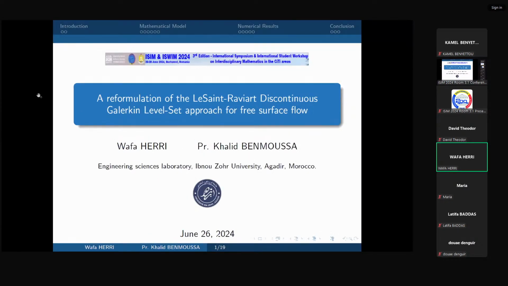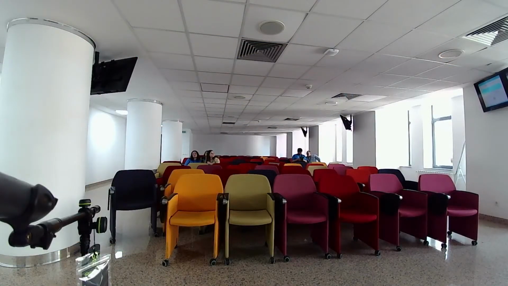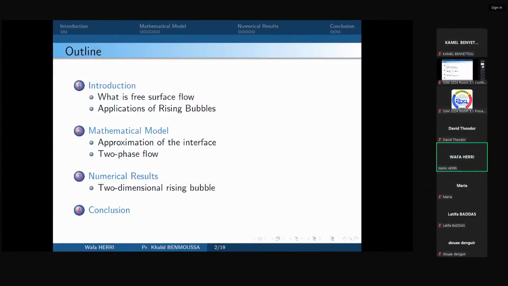So, hello everyone, and I'm pleased to present my work at this conference. Welcome to my presentation on reformulation of the Lausanne-Raviat discontinuous Galerkin level set approach for free surface flow. I'm Heri Wafa, a PhD student at Ibn Zohar University. Today, I will be sharing some insights and results from my research. So let's get started. Here is an overview of what we will cover today.